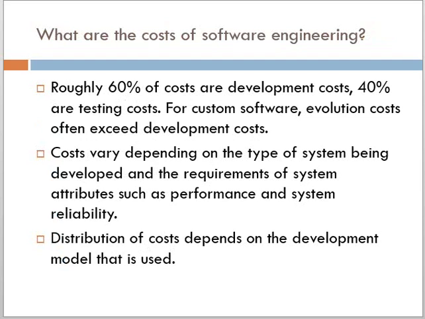Here we have the costs of software engineering. Roughly 60% of the cost is development cost and 40% is testing cost. For custom software, evolution cost often exceeds the development cost. Costs vary depending on the type of software being developed, and on requirements and attributes such as performance and software reliability. Distribution of cost depends on the development model used.